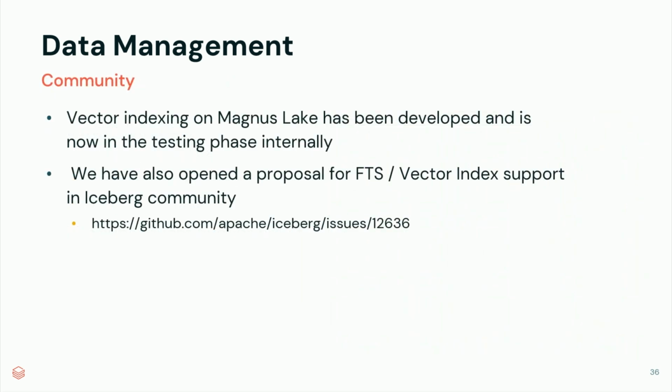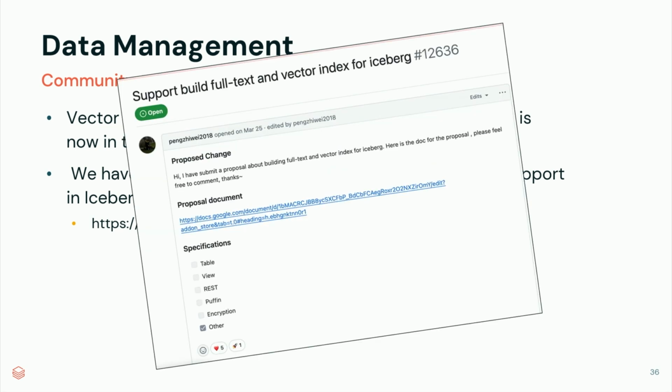So the vector index on Magnus Lake is already in the testing phase. And we have also opened a proposal in the community to support full-text index and the vector index on Iceberg. So here's the issue.